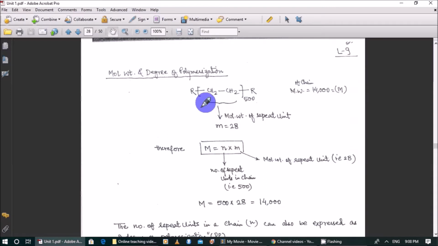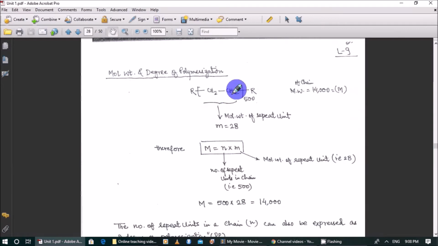As I have explained, the repeating unit of the polymer chain is written outside the bracket. For example, here in case of polyethylene the number of repeating units is 500. As I already told you, this number of repeating units is also called the degree of polymerization, and if you want to calculate the molecular weight of the polymer chain, we have to multiply the number of repeating units, or degree of polymerization, with the molecular weight of the repeating unit.